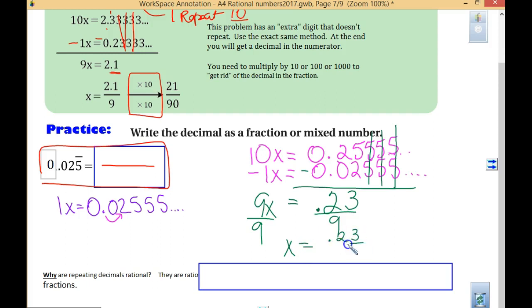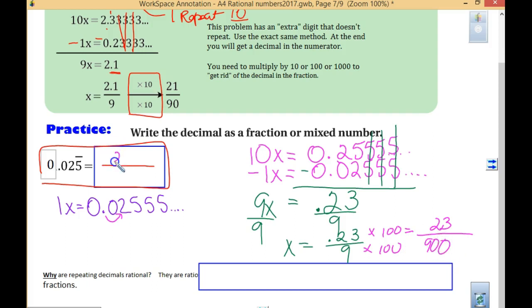0.23 over 9. I can't have it. I can't have this decimal in my fraction. I need it to be not a decimal. How many places am I trying to move my decimal point? 2. I'm going to multiply numerator and denominator by 100. That gives me 23. This gives me 900.